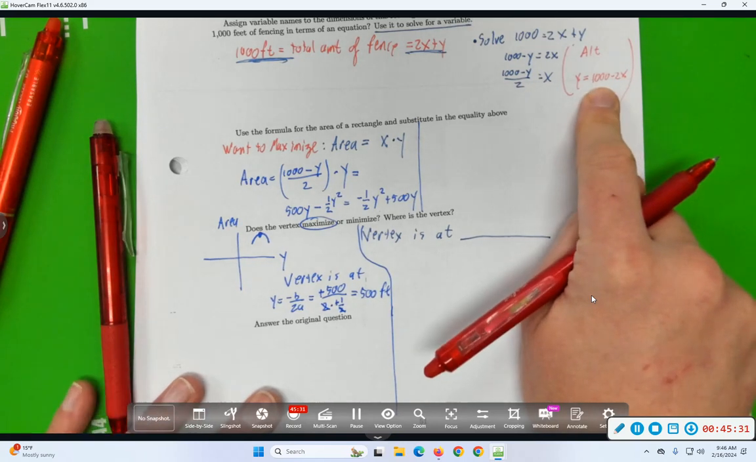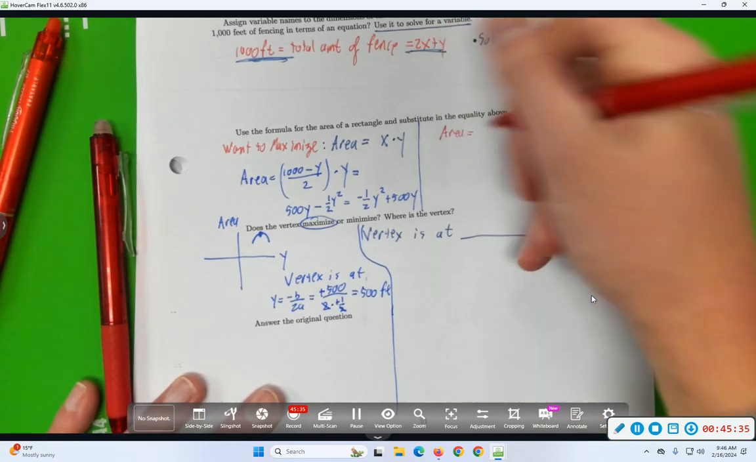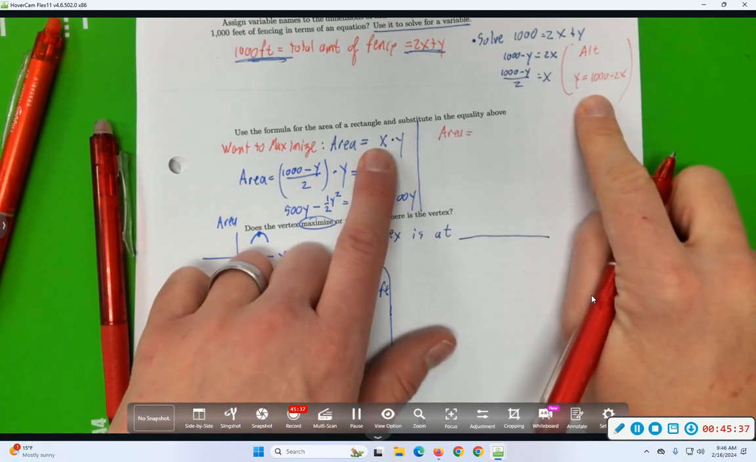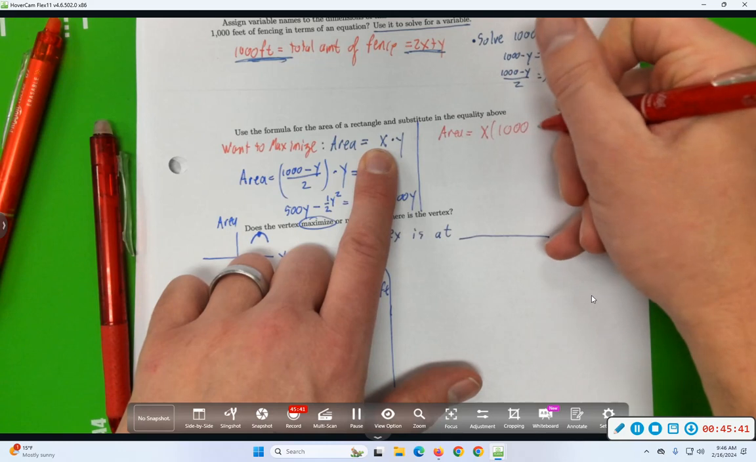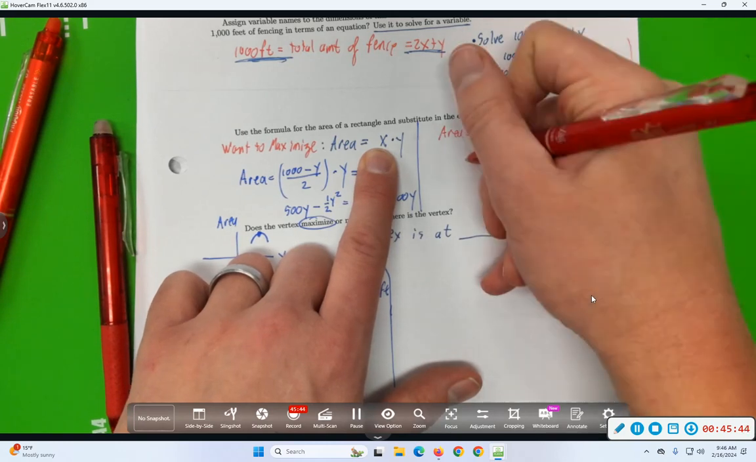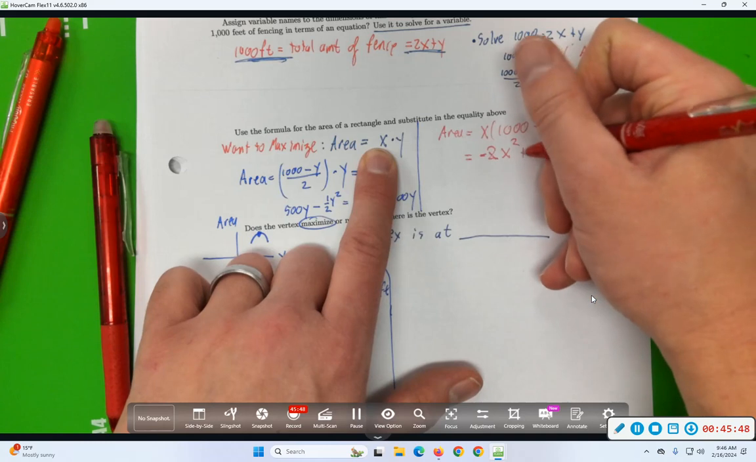If you solve for y, you get 1,000 minus 2x, and so you'll get area equals x times 1,000 minus 2x. And if you distribute and switch the order, I guess you get something like negative 2x squared plus 1,000x.